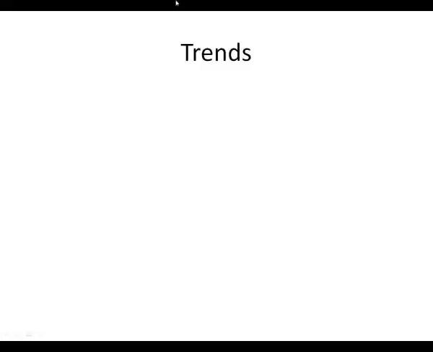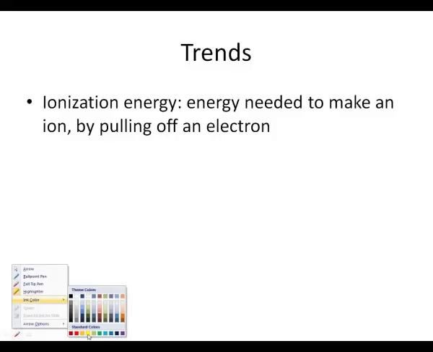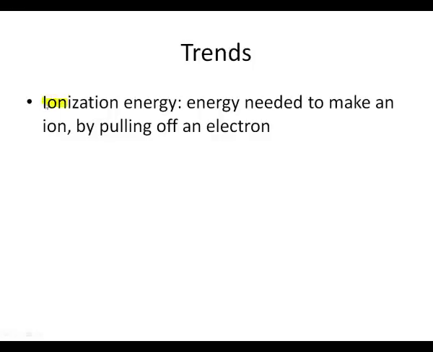Okay, so trends. Here are three of the big ones. First one is ionization energy, and that's going to be how much energy I need to make an ion by pulling off an electron. So ionization energy, the energy needed to make an ion.